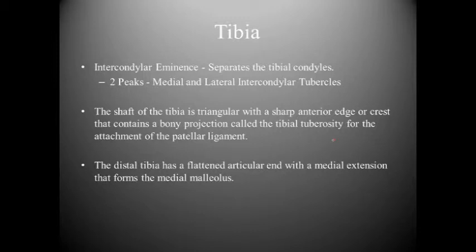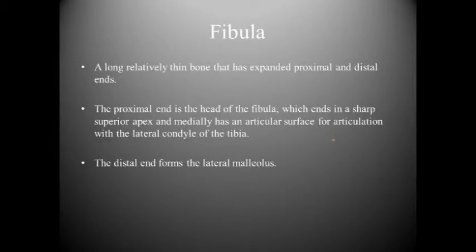The shaft of the tibia is triangular with a large anterior edge or crest that contains a bony projection called the tibial tuberosity, the attachment of the patellar ligament. The tibial tuberosity has a tendency to become displaced at a young age, and you'll see widening of this area, which is called Osgood-Schlatter disease. It's due to activity during the teenage years or in youth. The distal tibia has a flattened articular end with a medial extension that forms the medial malleolus.